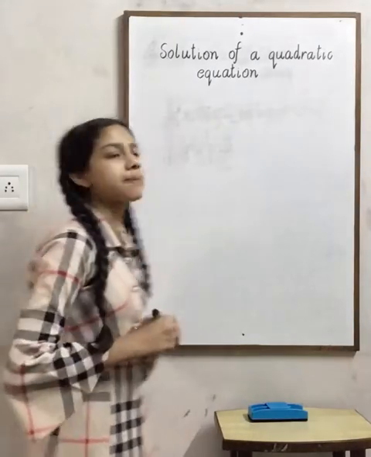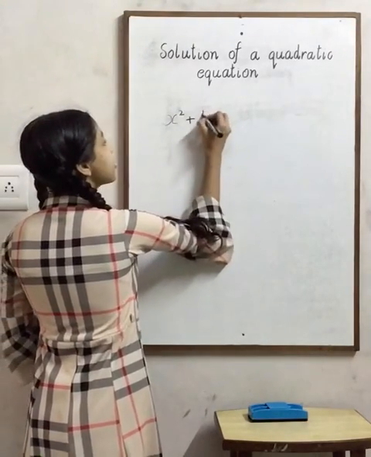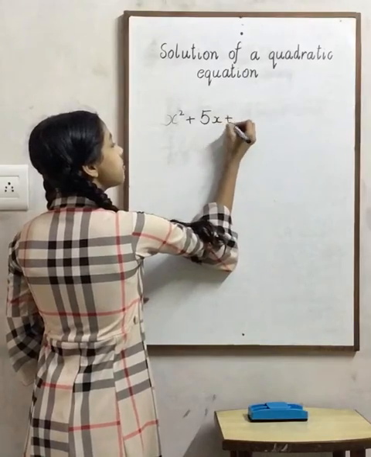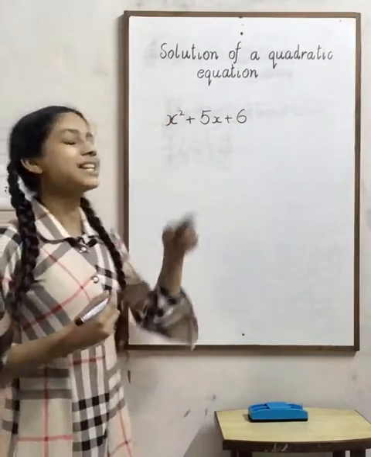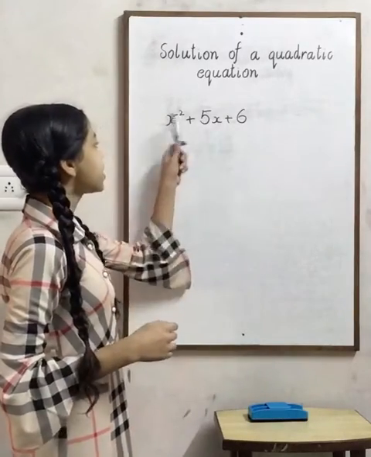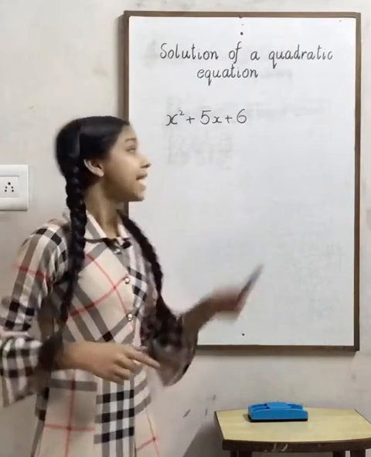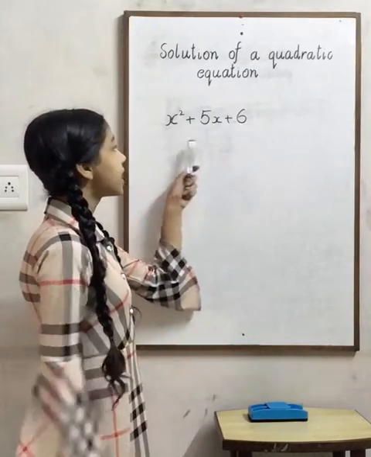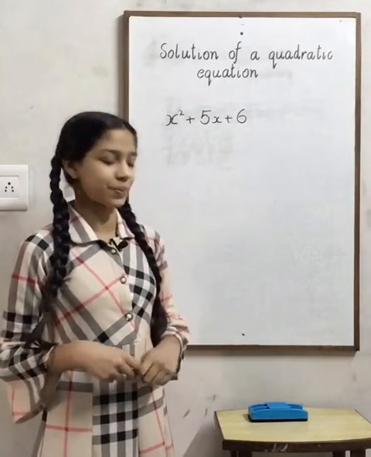Here is an example. x square plus 5x plus 6. It is an example of a quadratic equation because it has a degree 2, and the degree 2 is because it is the highest power in the whole equation. That's why it has degree 2.